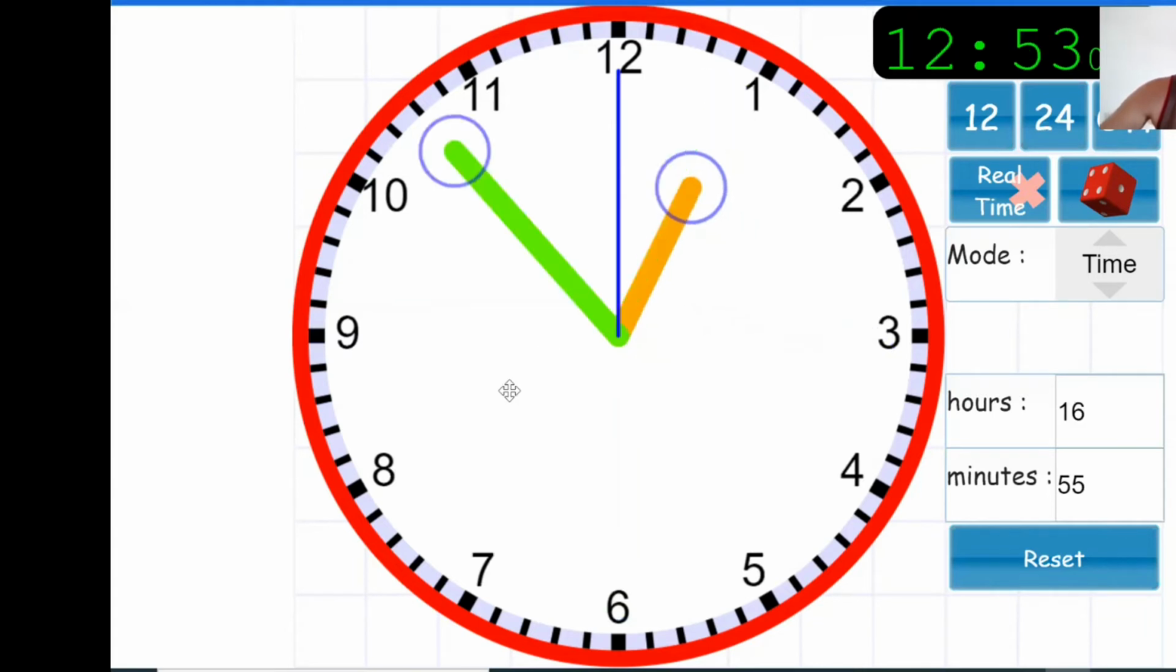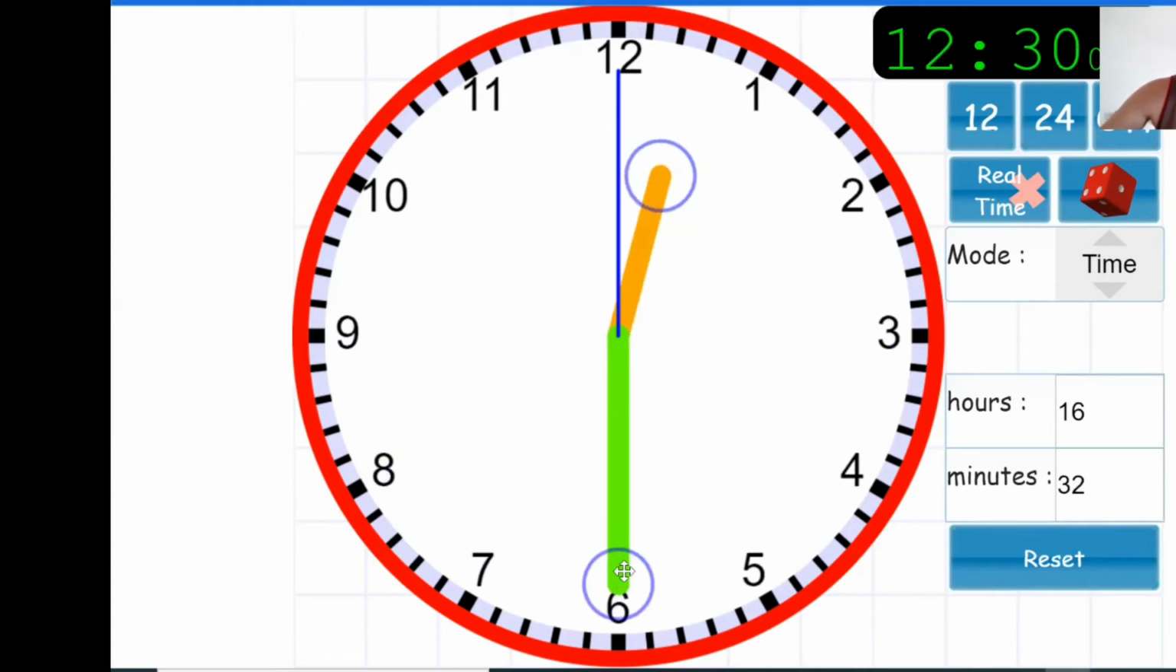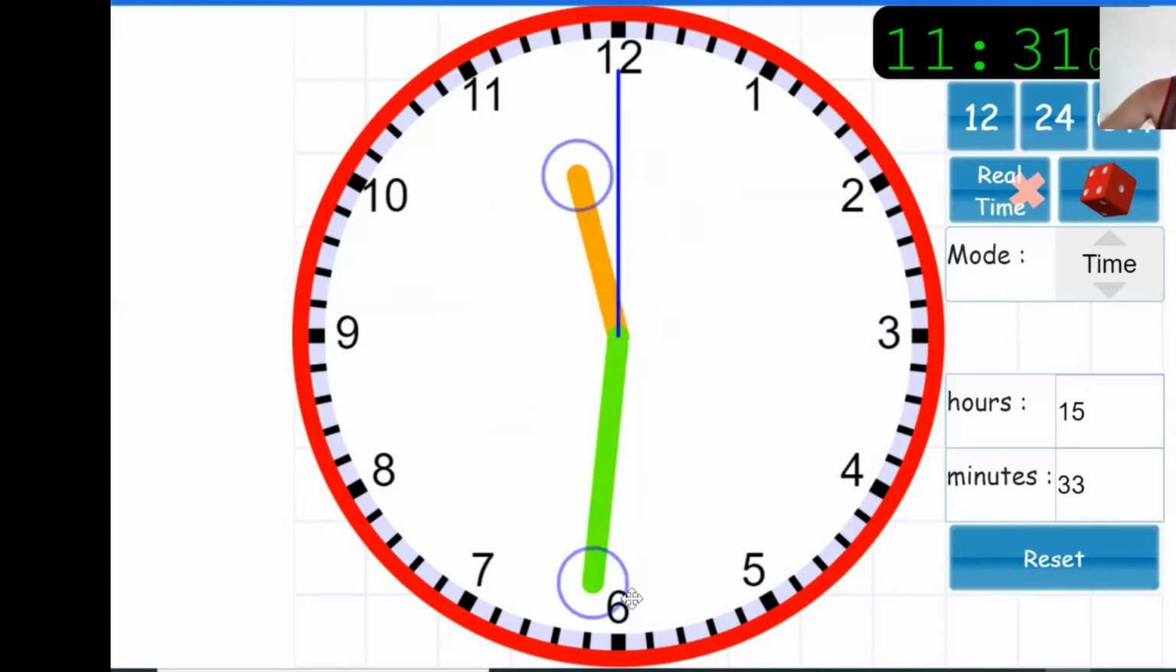Then the next one would be 12:30. Who thinks they might know what comes next? 1 hour less. If you said 11:30, that is correct. Brilliant.